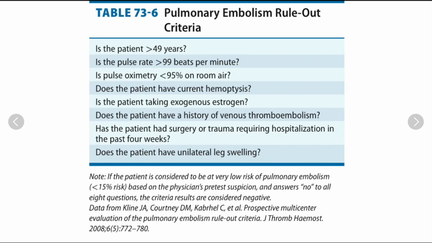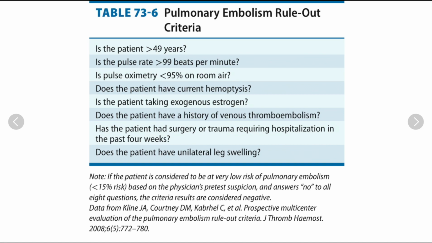Very important. Then there are some rule-out criteria for pulmonary embolism. For that we have to see what the age of the patient is. Is it more than 49 years? Is the pulse rate more than 99? Is the pulse oximetry showing less than 95% saturation? Does the patient have current hemoptysis? Is the patient taking exogenous estrogen? Does the patient have a history of venous thromboembolism? Has the patient had surgery or trauma requiring hospitalization in the past 4 weeks? Does the patient have unilateral leg swelling?